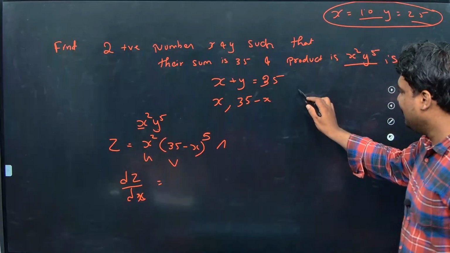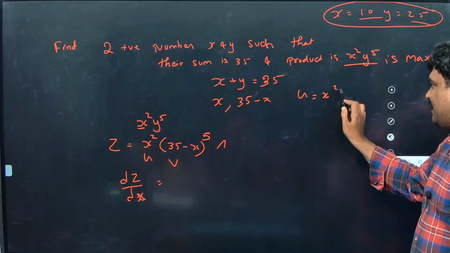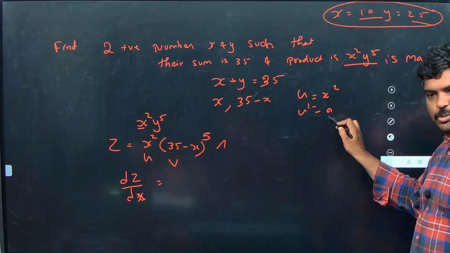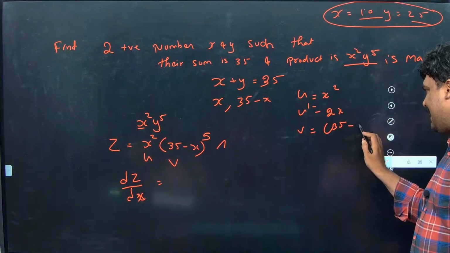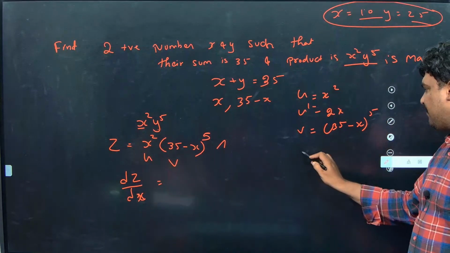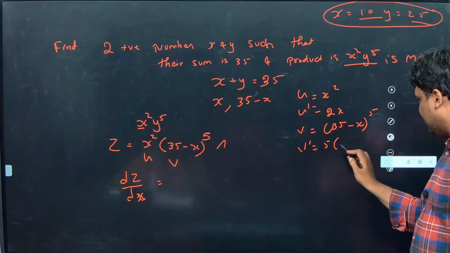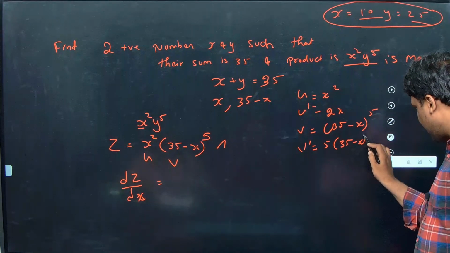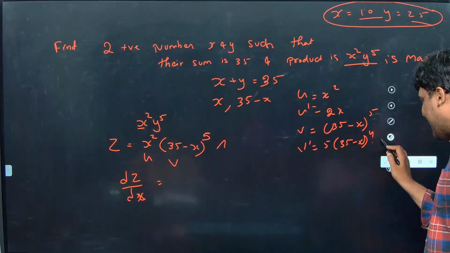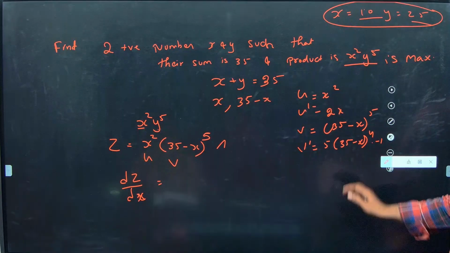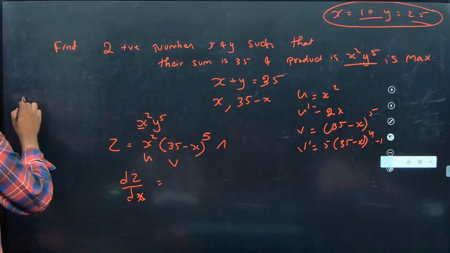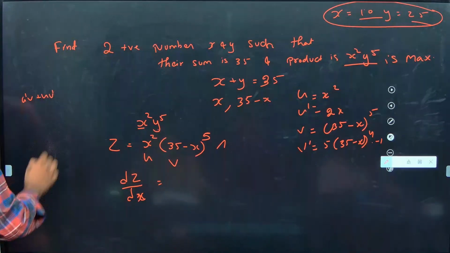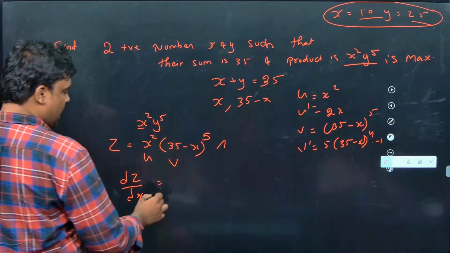ஐயோ, u is equal to what? x square. u dash is equal to what? 2x. Okay, v is equal to what? 35 minus x to the power of 5. What is v dash? 5 into 35 minus x to the power of 4 into minus 1. Yeah, chain rule. Okay, so now what is u dash v plus u v dash? Correct? சொல்லு. அப்ப என்ன வரும்?